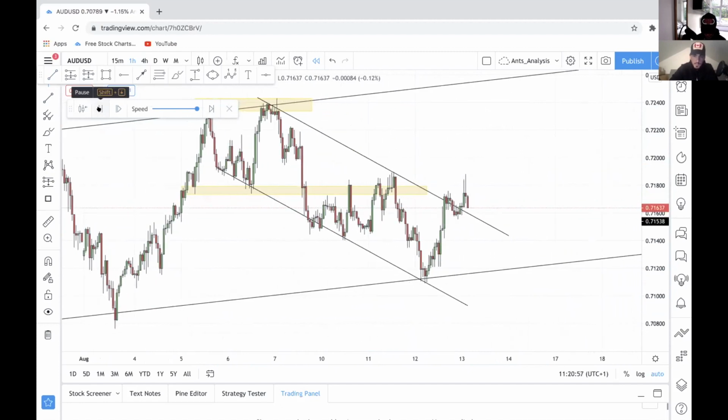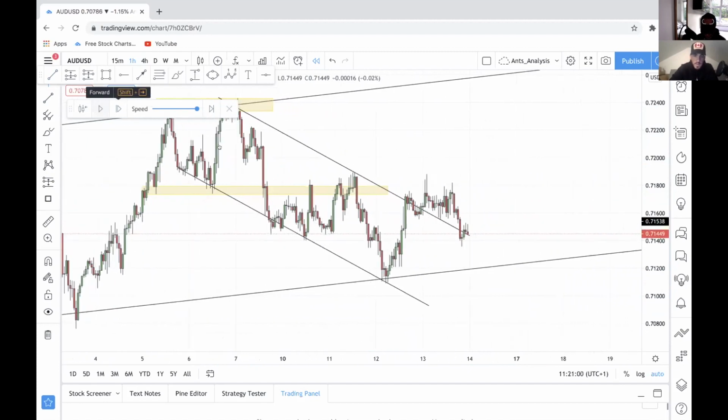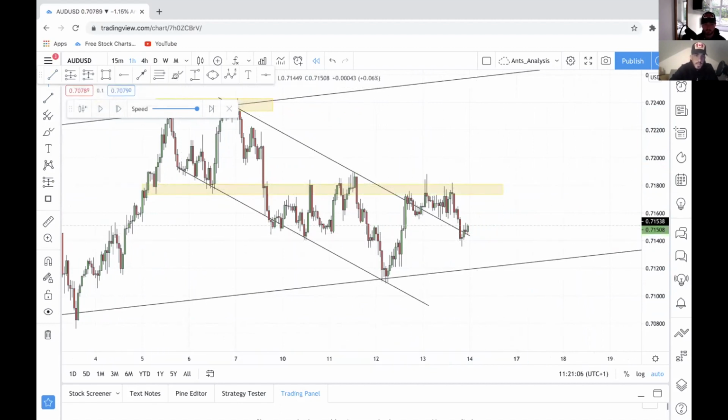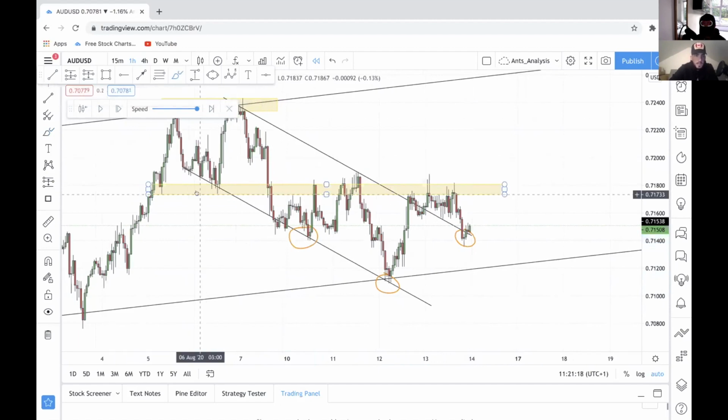So let's see what happens. So for me, that's price breaking out of it. So now what we can say is we are potentially forming an inverted head and shoulders pattern. We've got the left shoulder here, we've got the head, and we've got the right shoulder. When we start to see this pattern forming, what we're waiting for is a break and retest of the neckline. So let's have a look at this.